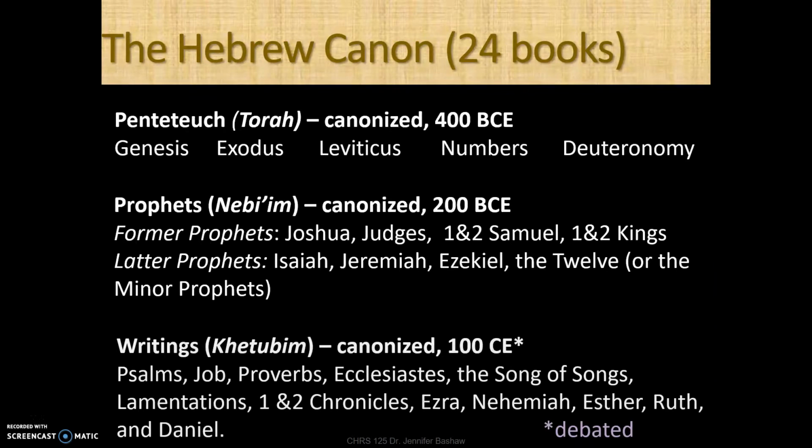Briefly, you can see that the canonization of each of the parts of the Tanakh happened at different times. The Torah was canonized around 400 BCE. The prophets, Nebi'im, around 200. And then the writings, the Ketuvim, were not canonized really until probably the end of the 1st century, 100 CE.